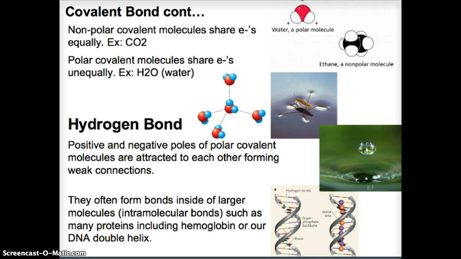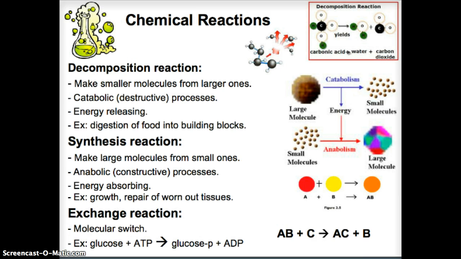Within a large molecule, we have bonds that make the three-dimensional structure of that molecule, and we can call those intramolecular bonds. For example, the DNA double helix has that, or hemoglobins get created and use hydrogen bonds to make the three-dimensional shape. So, three bonds: ionic, covalent, and hydrogen.